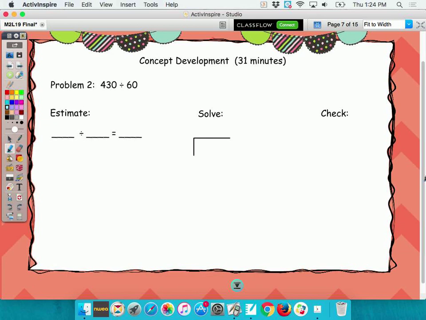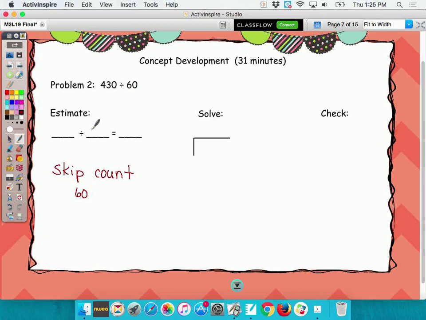Take a look at this one. Okay, so what are the 2 ways to get a starting point? Estimate and skip counting. Awesome. Write that down. By the way, skip counting is also known as multiples. So if you see the word multiples, all it is is skip counting. Okay, so what will we skip count by this time? 60s.